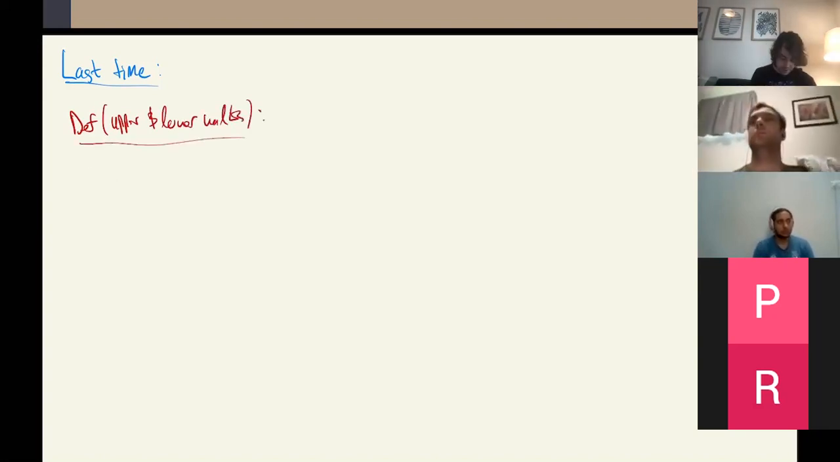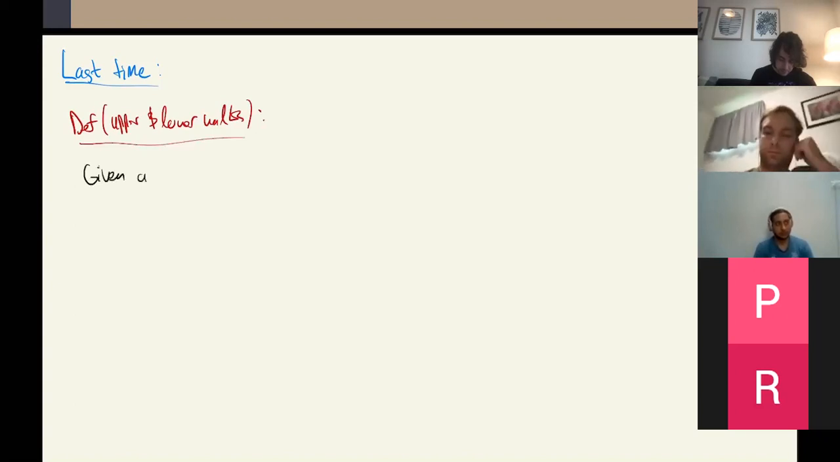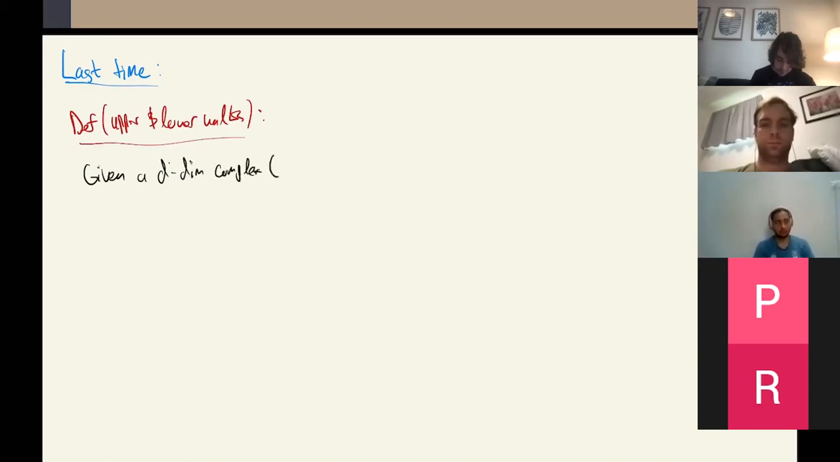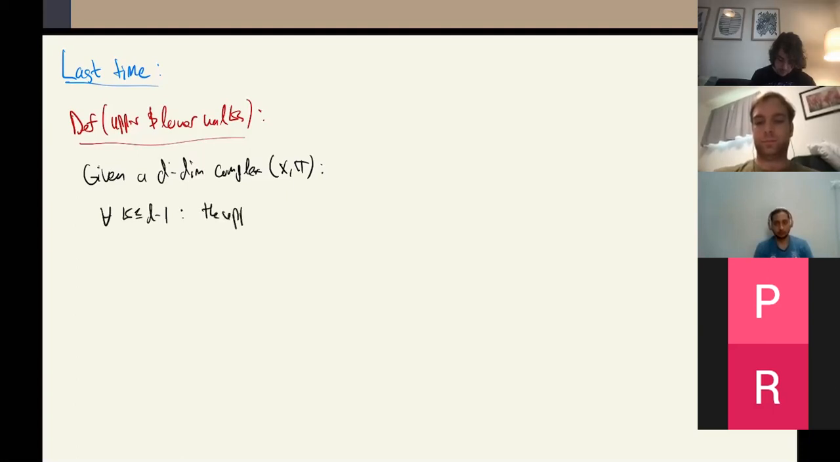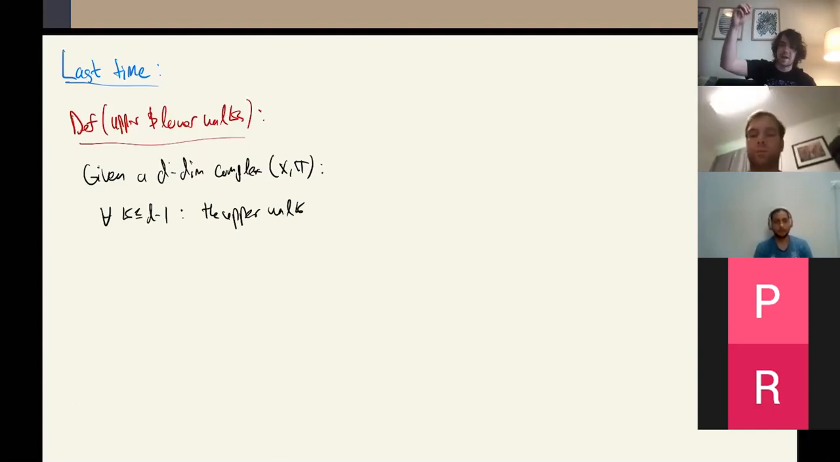So this is just, given a d-dimensional complex, let's say X with distribution pi, for all k less than or equal to d minus 1, the upper walk at level k. You can't have an upper walk at level d, right? Because you can't walk up past the highest level of the complex. So it only goes from 0 to d minus 1. We have an upper walk.